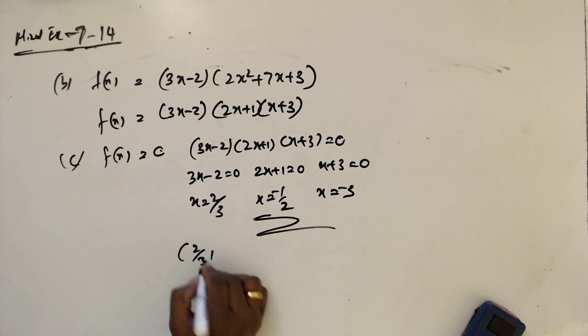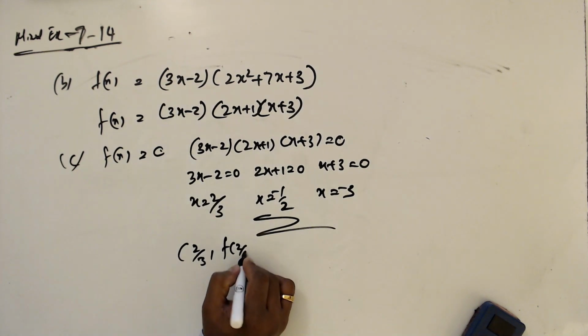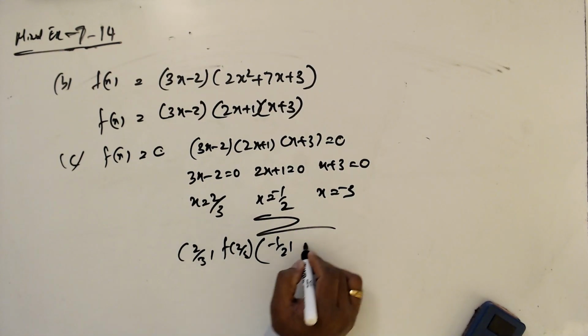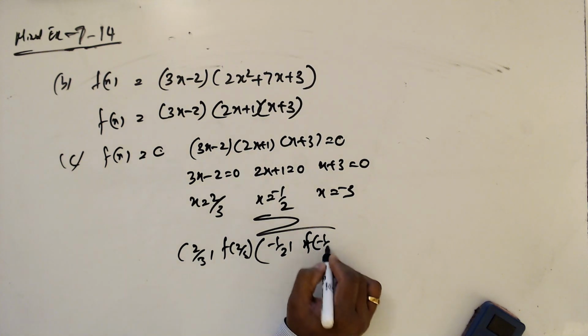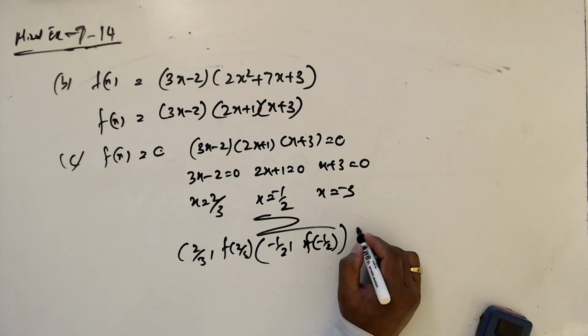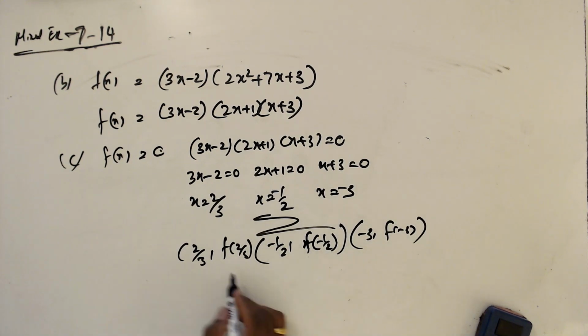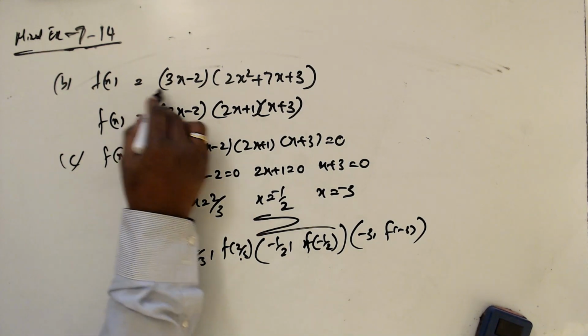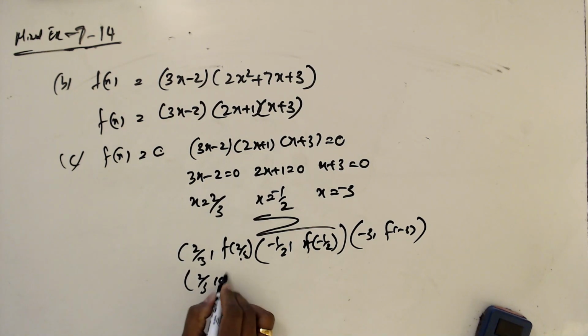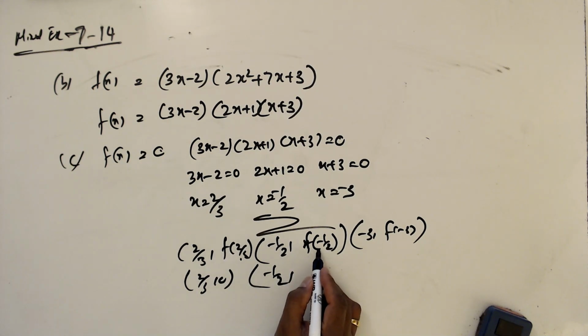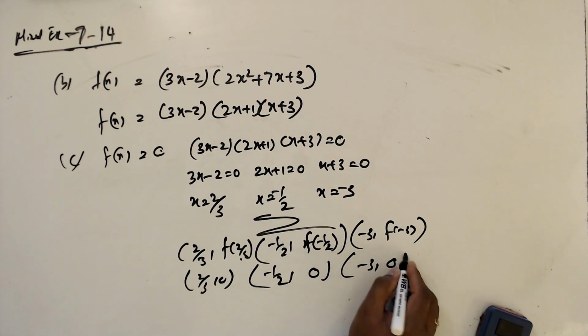The coordinates are (2/3, f(2/3)), (minus 1/2, f(minus 1/2)), and (minus 3, f(minus 3)). We know that when you substitute those values, this becomes 0. That's why it's called a root. f of the root has to be 0, and you can see by substituting it in. That's why they are called roots.